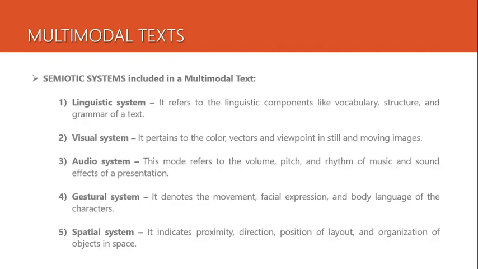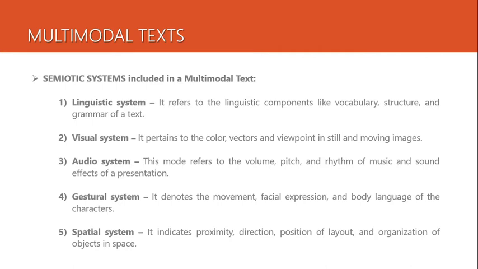So we were able to define a while back that multimodal texts are combinations of semiotic systems, which are the linguistic, visual, audio, gestural, and spatial. But what are these linguistic systems? It refers to the linguistic components like vocabulary, structure, and grammar of a text. So in short, we can say that linguistic system is what you say.